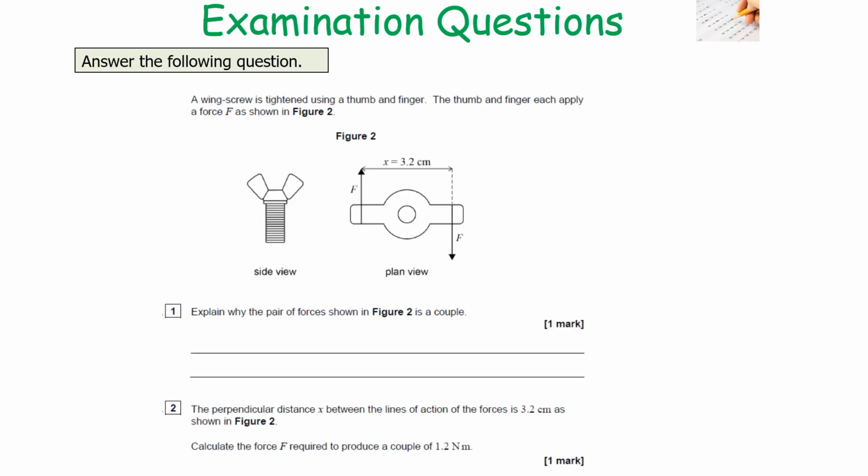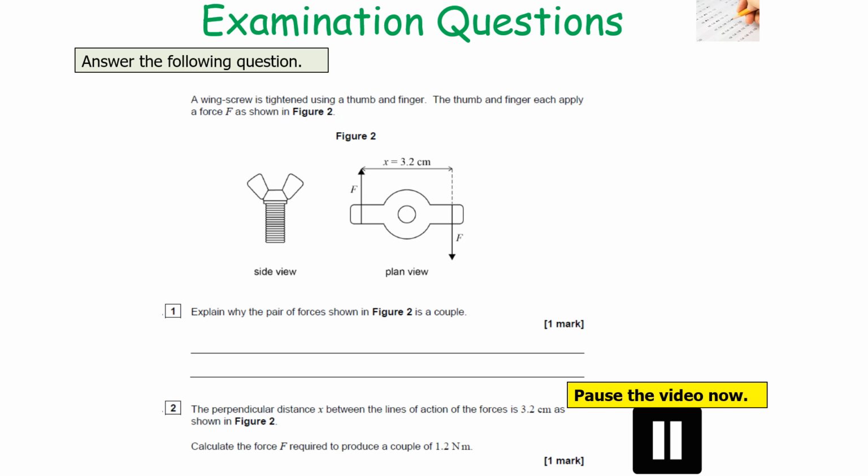Let's have a look at our next question. A wing screw is tightened using a thumb and a finger. The thumb and the finger each apply a force F as shown in the figure. Explain why the forces shown act as a couple. Then the perpendicular distance x between the lines of action of the forces is 3.2 centimeters as shown in the figure. Calculate the force required to create a couple of 1.2 newton meters.